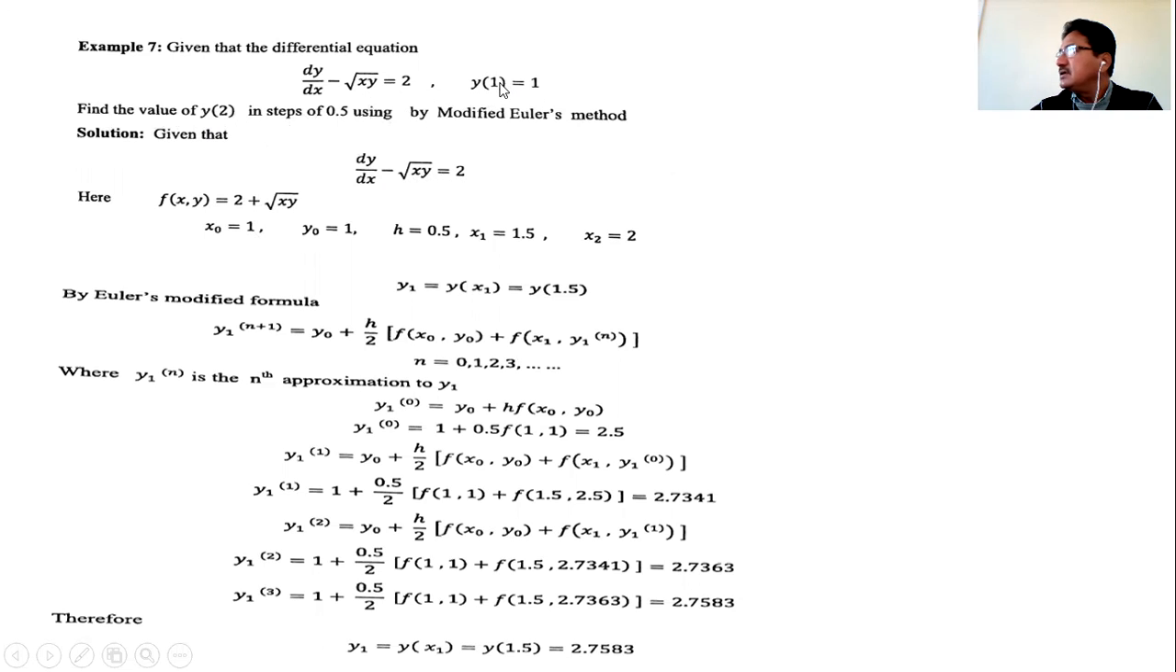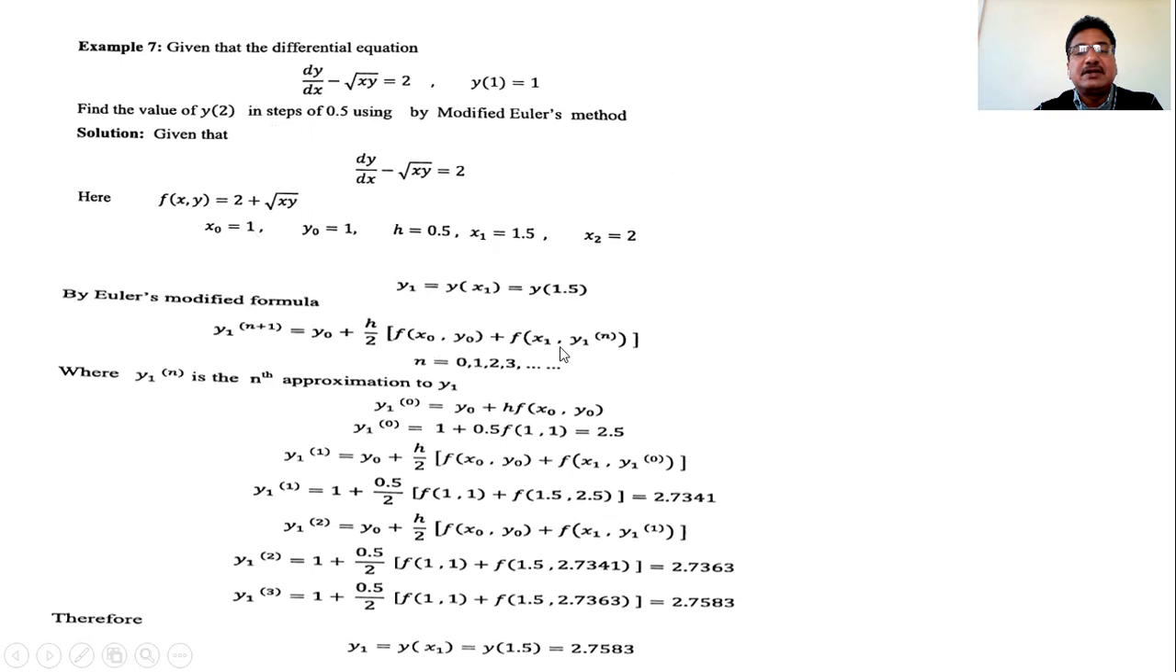y(1) is 1, meaning x0 is 1, y0 is 1, and we have to find the value at 2. The value at 1 is given. Then we take a step of 0.5, meaning first find the value of y at 1.5 and then at 2. So by using Euler's method, what is the formula?